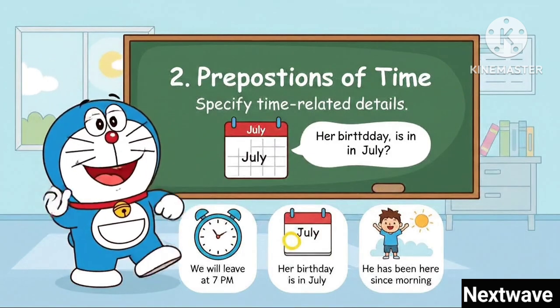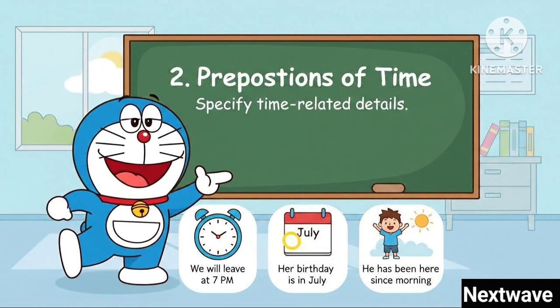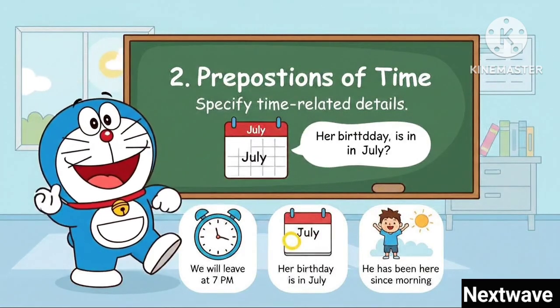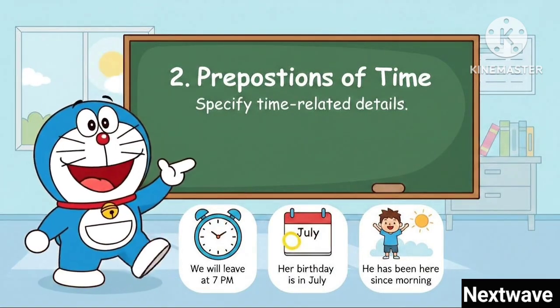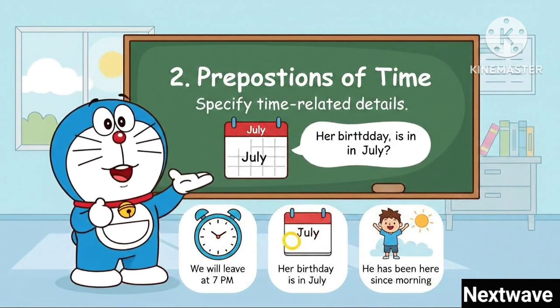Next example, her birthday is in July. Here, the specific month is emphasized. Third example, he has been here since morning. So in this example, the period of a day is mentioned.